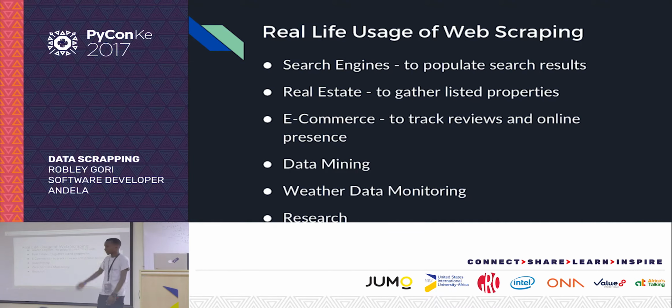We have data mining, where you go hunting for data on the internet. Then you have weather data monitoring, where you have many different places. There is no API, many different locations, and you want to monitor all that data in real time. You can build a scraper. Also in research, when you're looking for specific keywords, specific articles, specific data, you can use scraping.